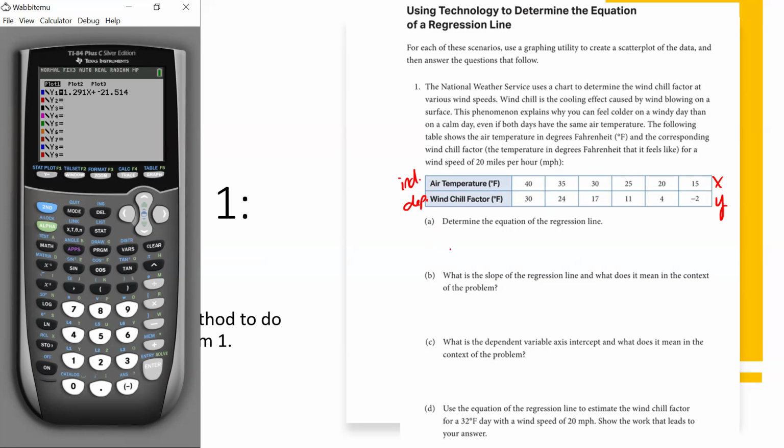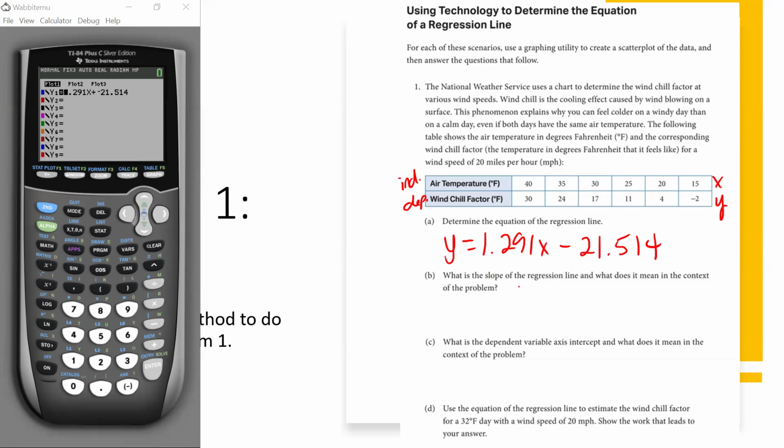So my regression model would be y equals 1.291x minus 21.514. If I write it as a minus, is that not still negative? Plus a negative is the same thing as subtracting a positive. Okay, how do you feel? Good? All right, so after that, it's just now analyzing.